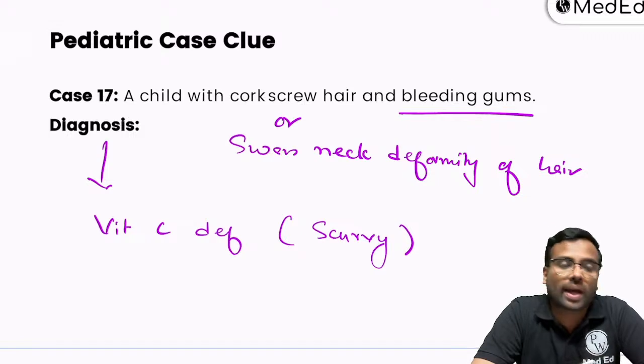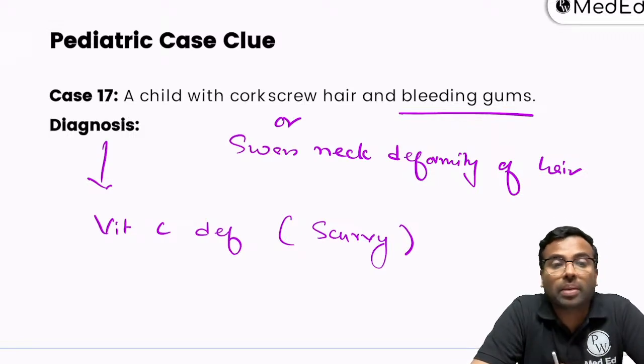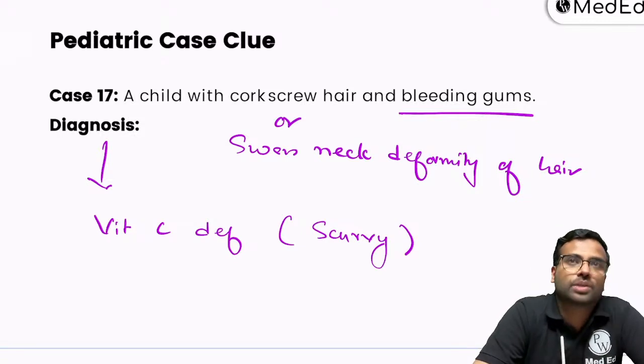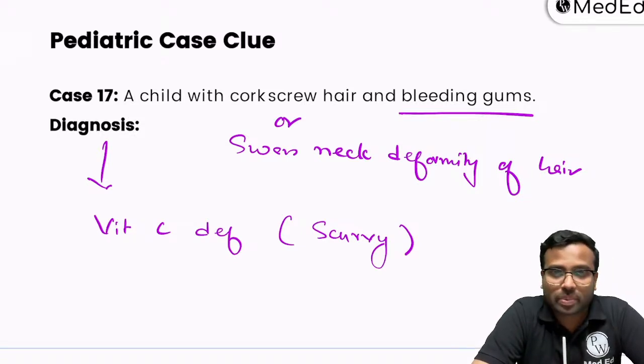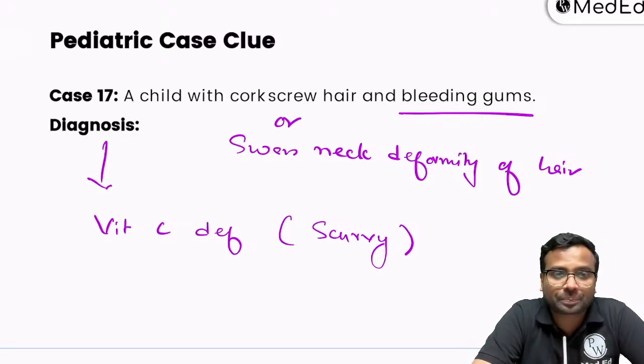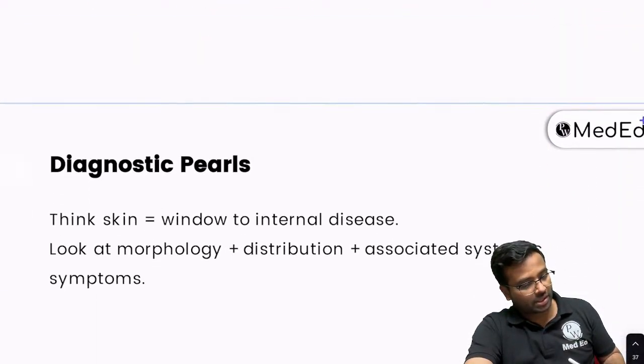So many a times scurvy may get misdiagnosed because the patient is having bleeding, right? So bleeding of the gums and all. So you are going to think that okay, this may be some bleeding disorder that is present in this baby or a child, and you should not go into any kind of misdiagnosis here. Okay, that is about this pediatric case.